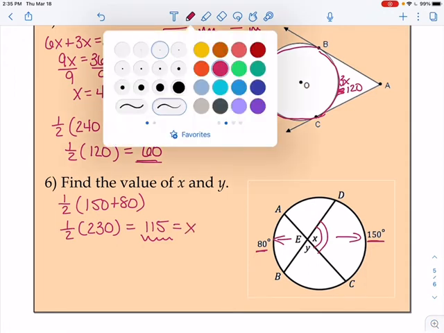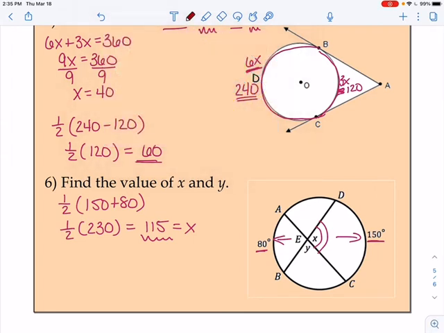Okay, to find Y, it's not really going to be that different. Y is going to be right next to X. And if I put X and Y together, they form that straight line DB, which means they're going to add up to 180. So Y is going to equal 180, and we'll get rid of the X that we just found of 115. And when you subtract there, you'll get an answer of 65. So Y is 65.